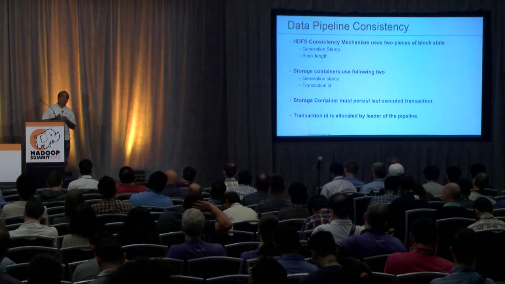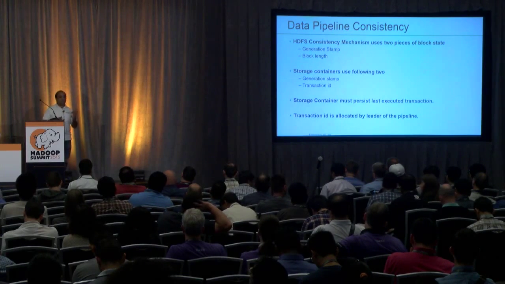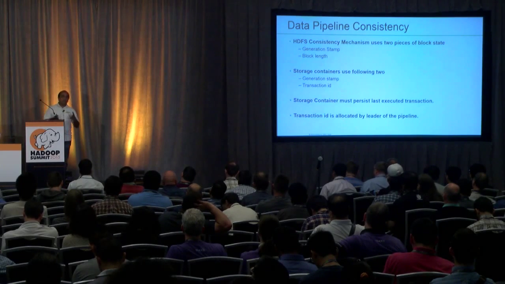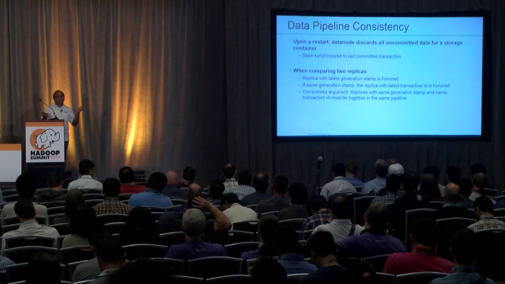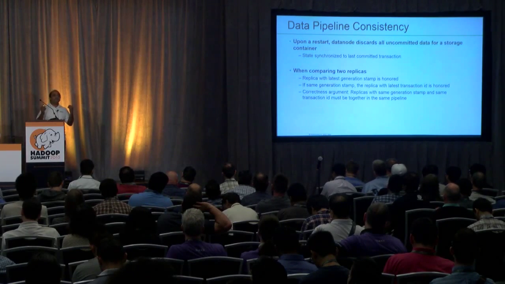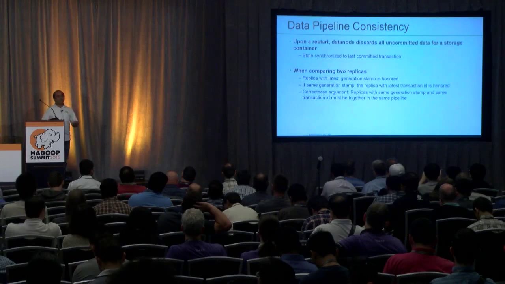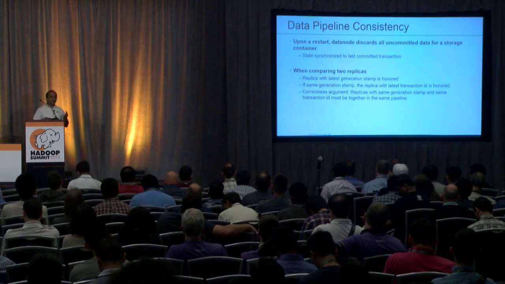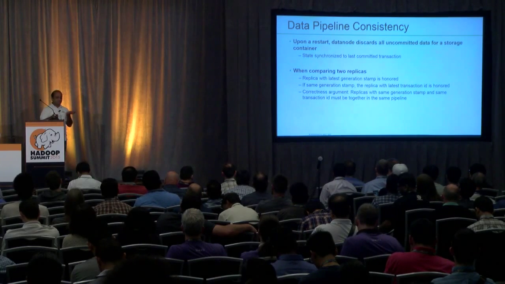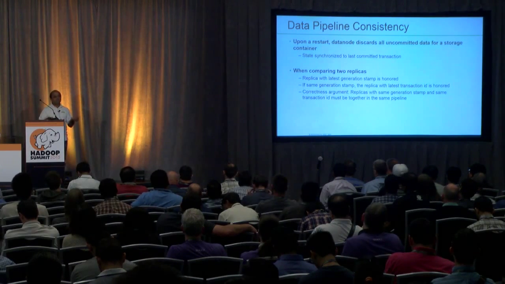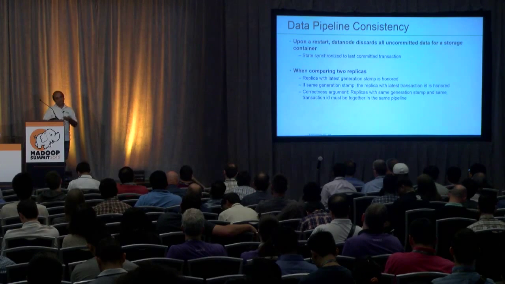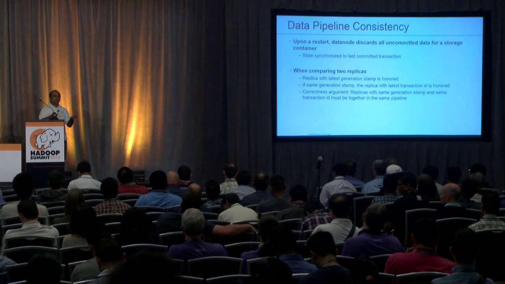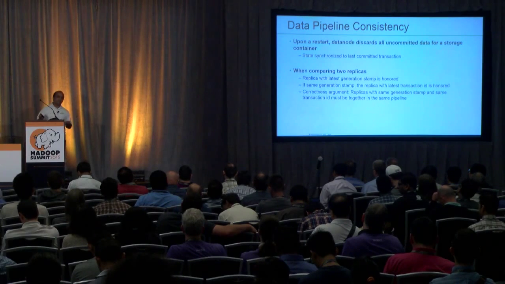So when a data node starts, suppose the data node was running and there was a failure and it comes back up. At that point, all the temporary data which was not committed or had no associated transaction is discarded. Now each container synchronizes to the last committed transaction. When it is pulled back into a pipeline, we have to make sure that it is up to date with the latest transactions and all the temporary data afterwards is relayed back to it. So this transaction mechanism gives us an ability to ensure consistency in the pipeline as well.